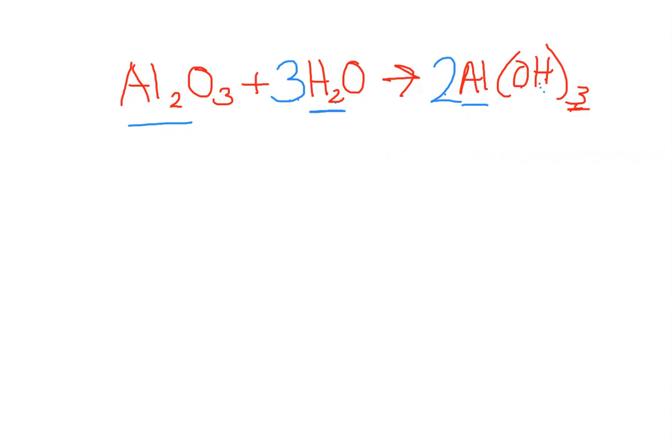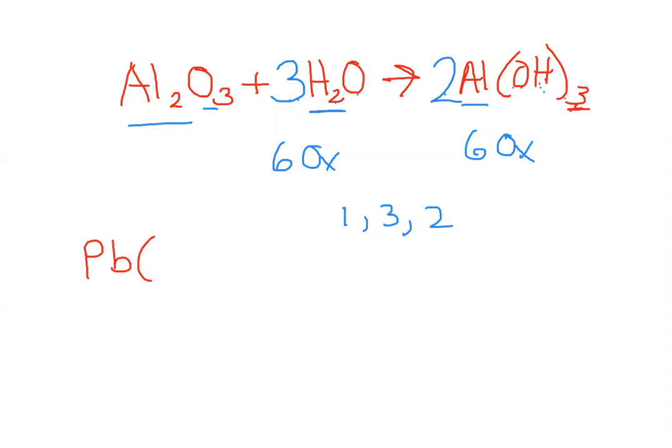So now my aluminums are balanced and my hydrogens are balanced. Let's check our oxygen. We've got 3 plus 3, 6 oxygen on this side, and over on this side, we have 3 times 2, 6 oxygen. Everything's balanced, and our coefficients are 1, 3, 2. So that one is balanced. Okay, let's look at the next one.